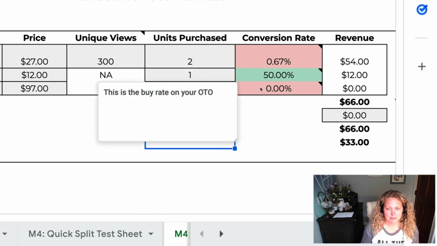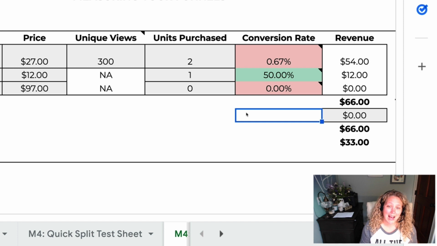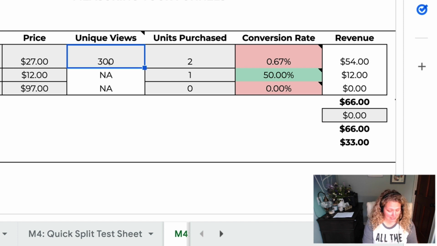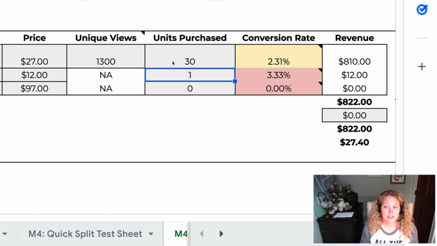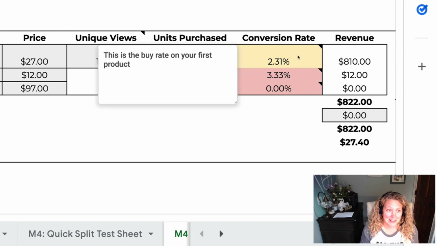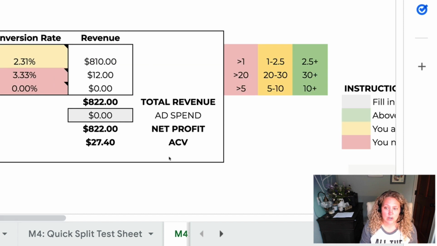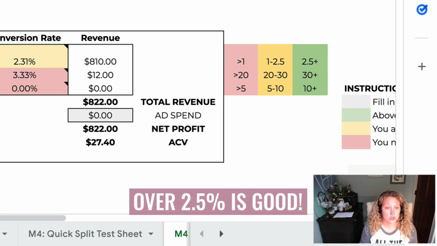But you know what? I wouldn't trust this metric. You want to know why? Because you haven't had enough people. Now let's pretend that this is 1,300 and you have 30 sales. Well, now you're in the yellow. That means that your conversion rate is doing well. And if you kind of want to see what is red, yellow, and green, you can see over here, once you get over 2.5%, you're actually doing fantastic.